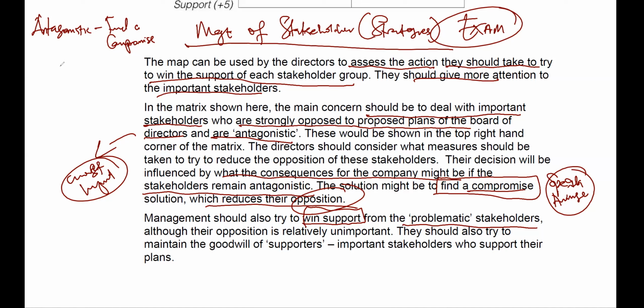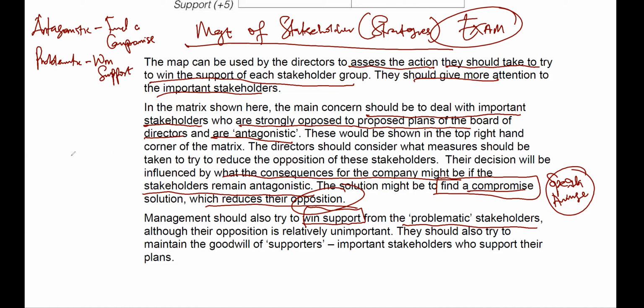Are we okay? So what's the next one? Problematic. What do we try to win? Win their support, right? Although the opposition is relatively unimportant, we should still try to win their support because together they can get power. Then those who support us, the supporters who are very important, what we do is make sure we do not anger them. We maintain the goodwill that we have with those people, right?